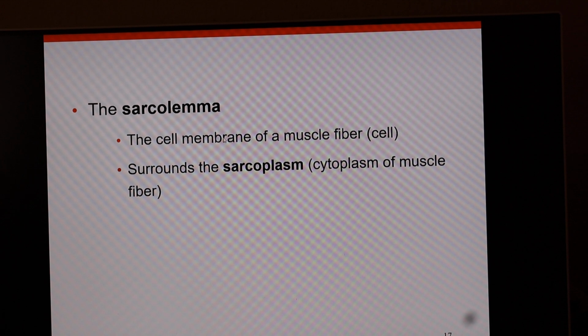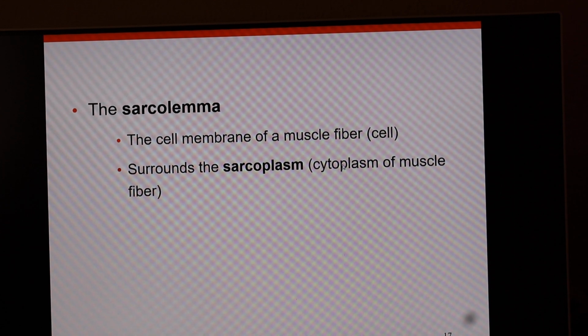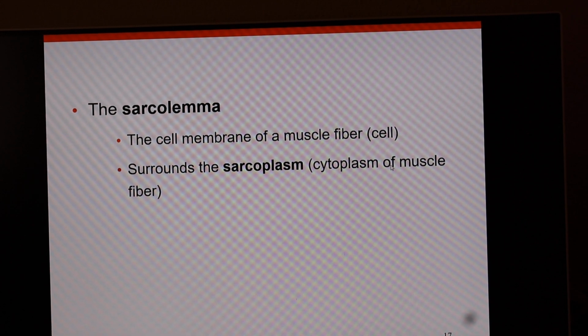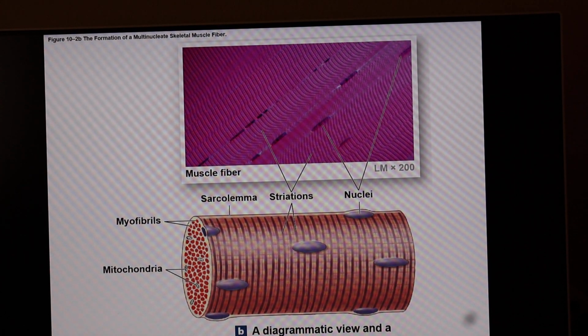Then there is the sarcolemma. This is the cell membrane of a muscle fiber. It surrounds the sarcoplasm. What is sarcoplasm? It's the cytoplasm of the muscle fiber. This is the sarcolemma.